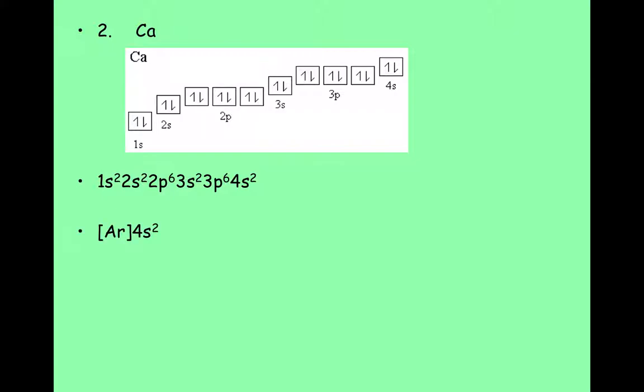Now here, the shorthand configuration really saves us a lot because everything up to 3p6 gets lumped in with argon's configuration, and so then we finish with just the 4s2.